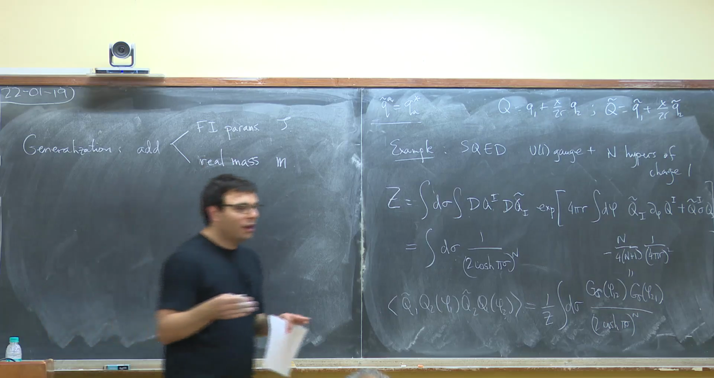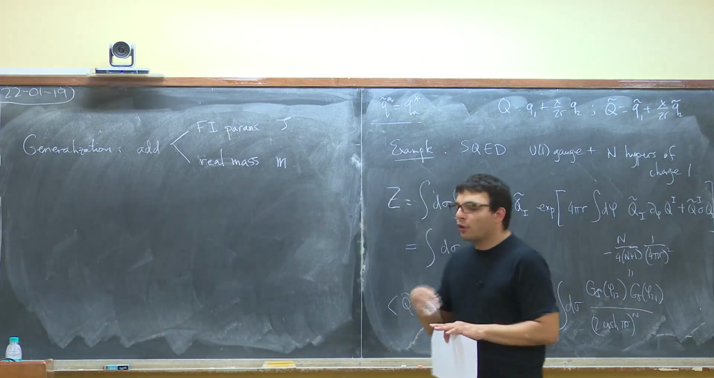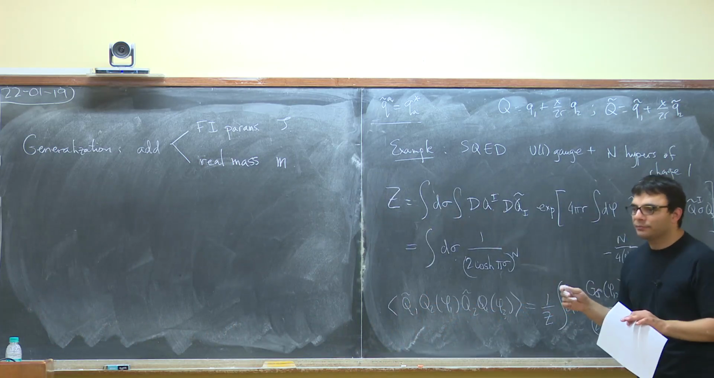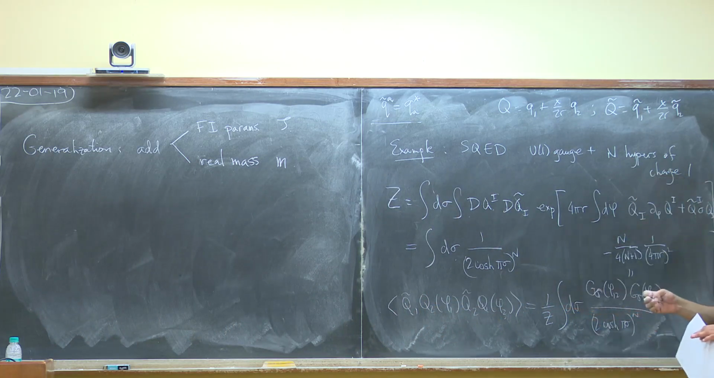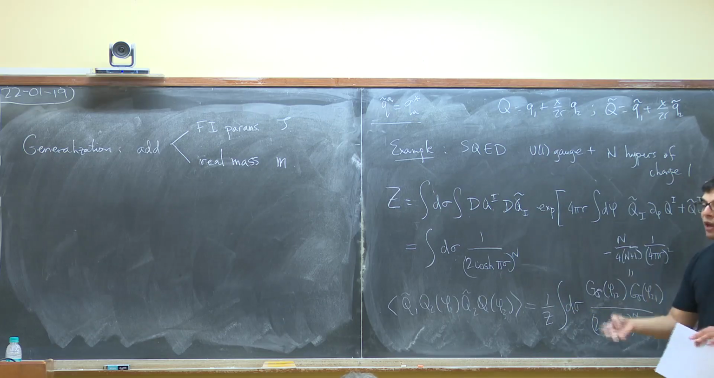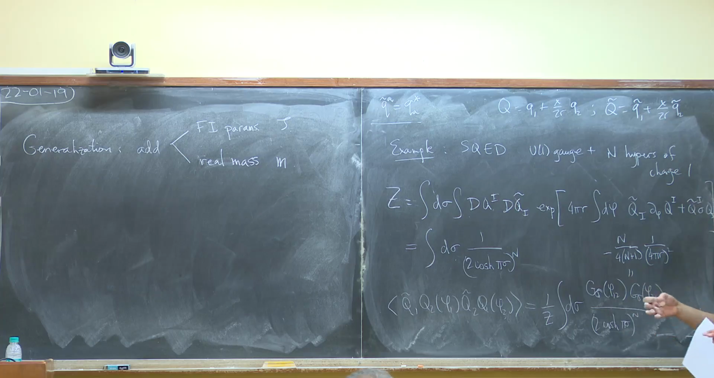The supercharge squares to rotations of the sphere. So it's not necessary for this construction and for the localization computation to have conformal invariance on the sphere. So we can break conformal invariance on the sphere by introducing masses and FI parameters. Of course, this mass deformation on the sphere is not related to the mass deformation in flat space.